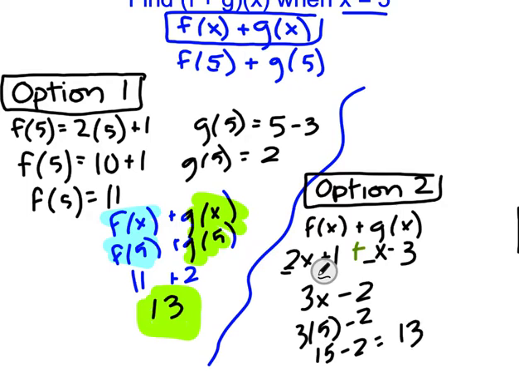You also land at that 13. So you can see that the answers match up, whether you work individually and then add them together at the end, or if you combine the like terms and then put the 5 in later. That's really up to you, personal preference on what you like best.